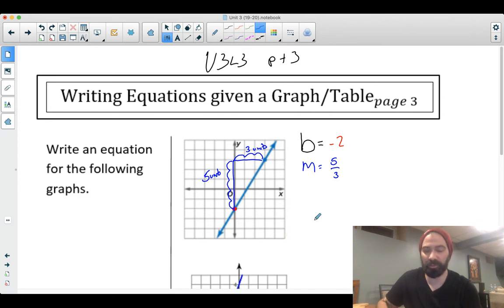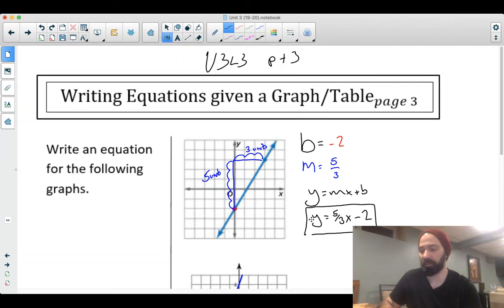Then we're going to use our equation to write out completely y equals mx plus b. And we just substitute it in. Y equals, our m is 5/3, and our b is -2. And you're done. That's all it is. I know you can do that.